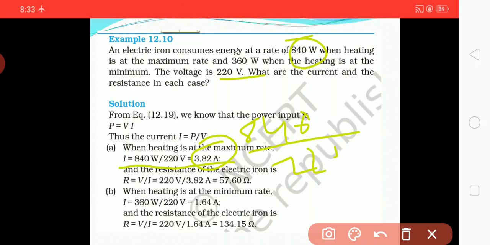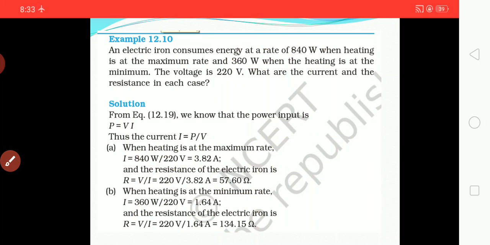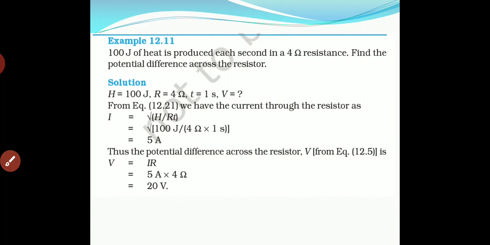In the same way, we have the formula of Ohm's law through which we find the resistance. When we talk about the minimum rate, there is the wattage of 360. The same procedure applies. In place of 840 we have replaced it with 360 because it is for minimum, and we have taken 1.64. Once again applying Ohm's law, we get 134.15 ohm. Same way, the next is 100 joule of heat is produced each second.